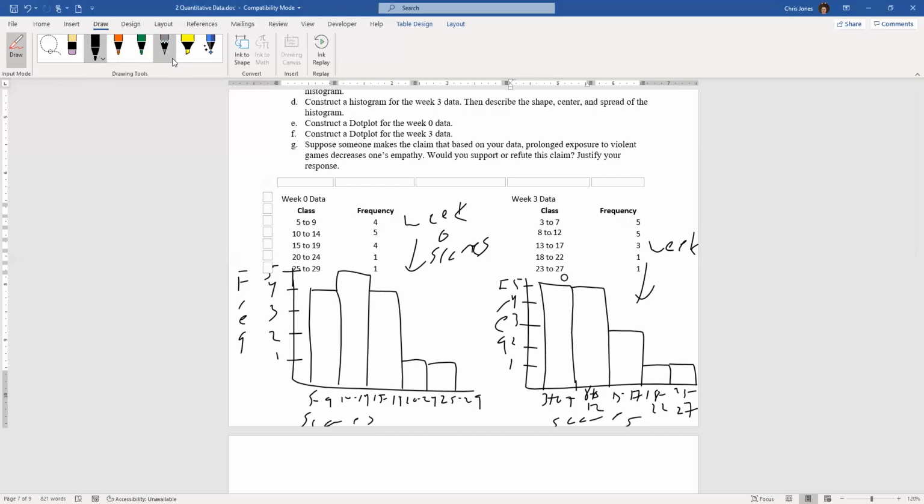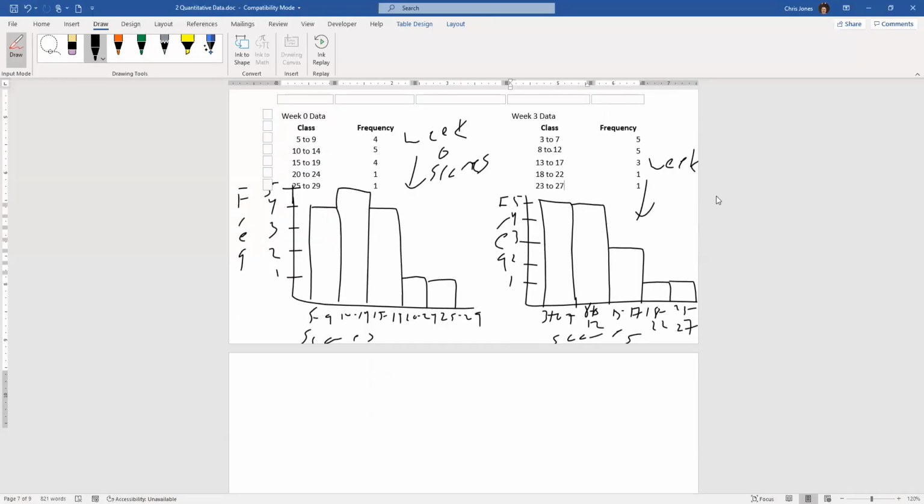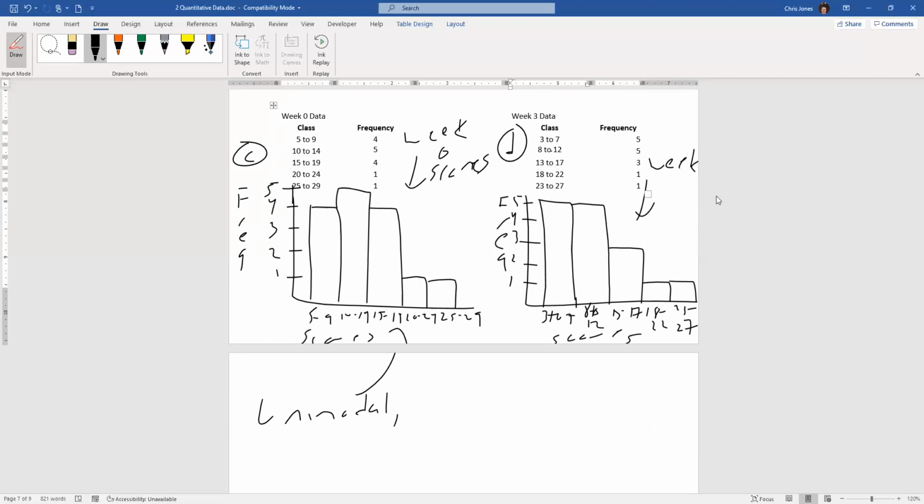Now, if we were to describe the shape, center, and spread of both of these, because it does ask us to do that, this was part C and this is part D. Notice that this is just going to be unimodal. More data is on the left than the right, so it's going to be skewed left. And then we notice that there are no gaps, so no outliers. We probably recognize that in the second histogram, once again, it's unimodal. This constitutes one peak, so it's still unimodal.